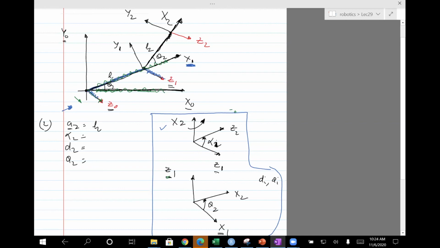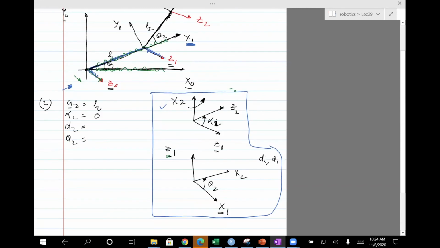Alpha 2 is the angle between z1 and z2 measured along x2. Okay, but as I said earlier, z1 and z2, if you can imagine, they are actually parallel to each other, so the angle is going to be 0. Okay, next we look at this figure.